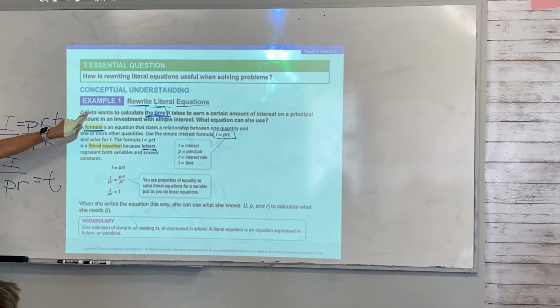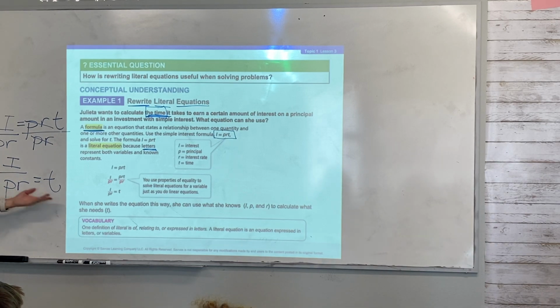So what she's saying is, I know my interest, I know my principal and my interest rate. I want to know how much time it's going to take. So she would just take this, divide it by the product of those, and then get her time. Do we actually have to do it? No, we're going to move on. All we did was rewrite. See, I told you it's not going to be that hard.